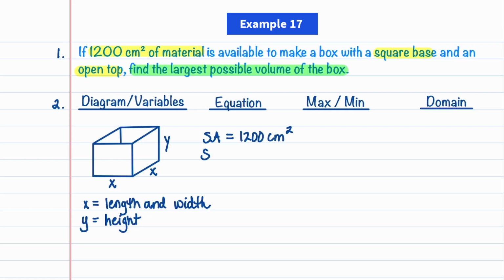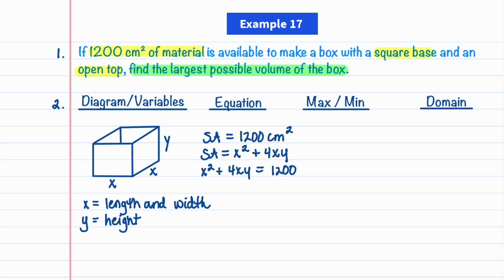And then let's also write down what our surface area is. It's equal to the base, which is x squared, and then all 4 sides. Those 4 sides are the same, so we're just going to have 4xy. So our equation is going to be x squared plus 4xy is equal to 1,200. We'll leave out the units for right now.